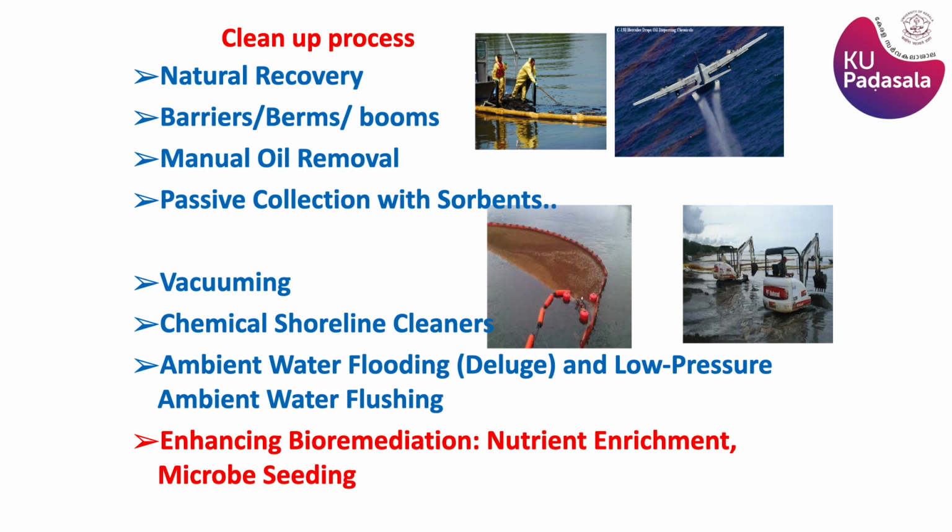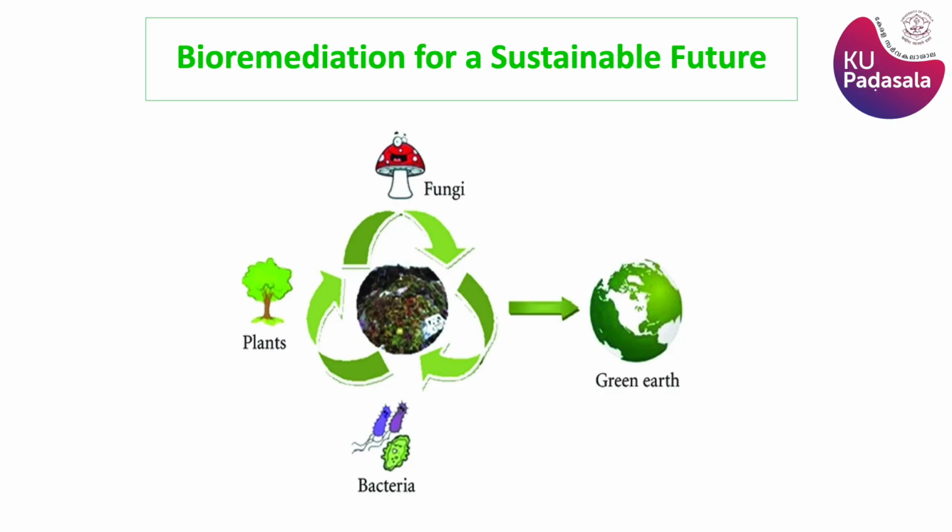Second, the introduction of barriers and booms where the pollution occurs. Third is manual removal. Fourth is passive collection with solvents, and vacuuming, but of course these are all costly affairs. One way or another it affects the ecosystems. The better one is enhancing bioremediation through nutrient recharging and microbe seeding, for which bioremediation is the seed for a sustainable future. Bioremediation employing microbes, bioremediation employing fungi, and also plants.